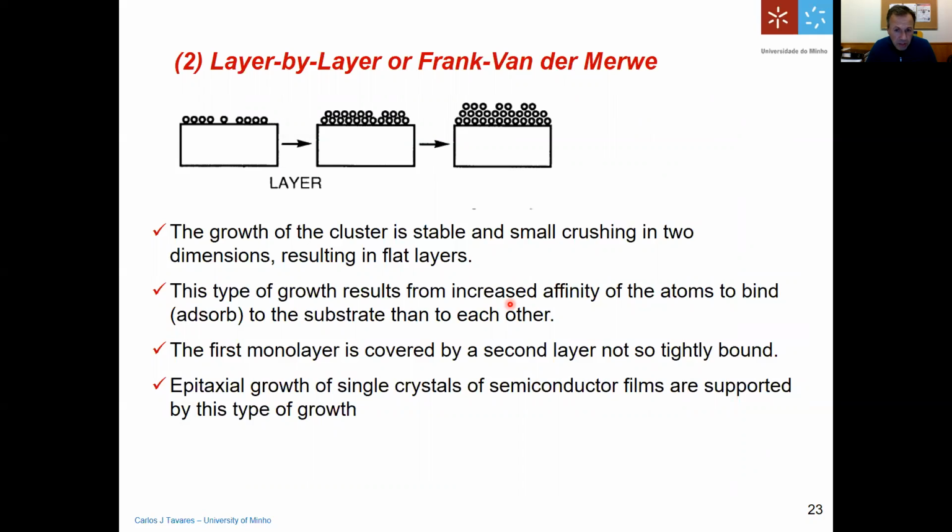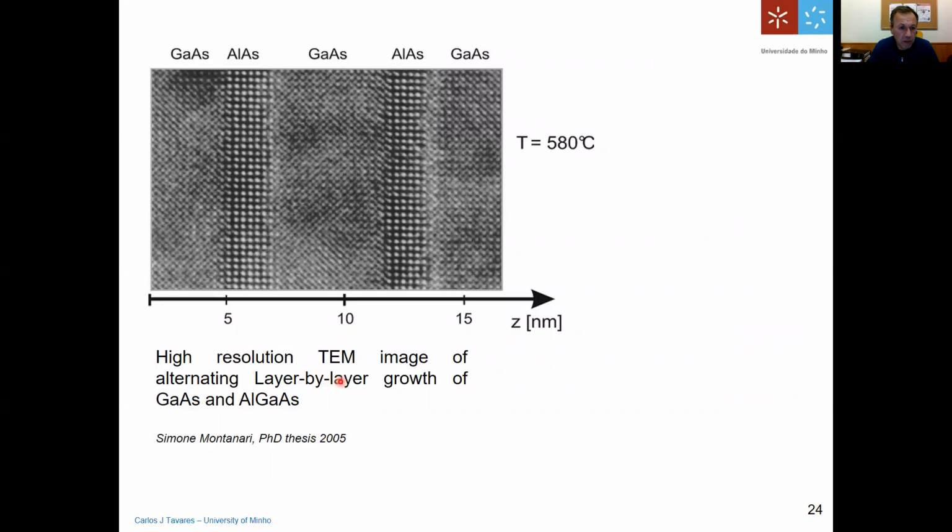The first monolayer is covered by a second layer, not so tightly bound because it's bound directly to atoms of the same type. And this is an example of the epitaxial growth of single crystals, like I showed you before, and most common for different types of semiconductors. Here we can see alternating layers of gallium arsenide and aluminum arsenide. Okay, you can see that it's an epitaxial growth.